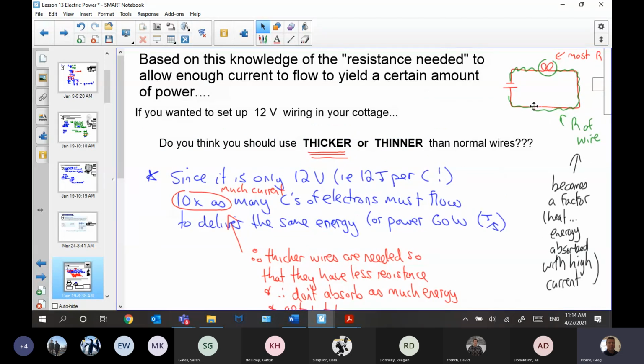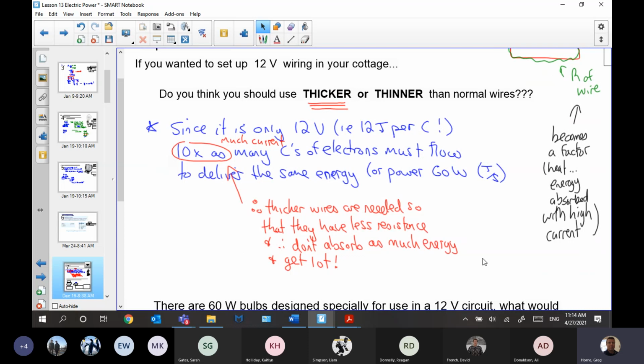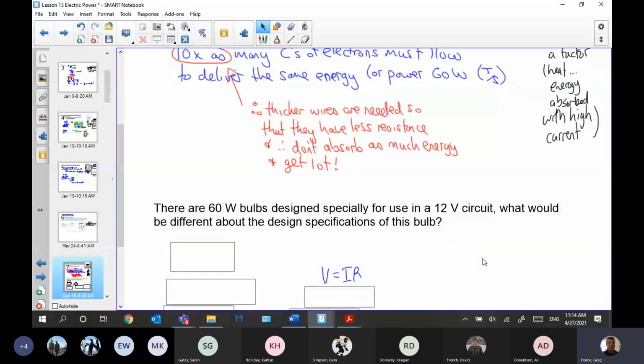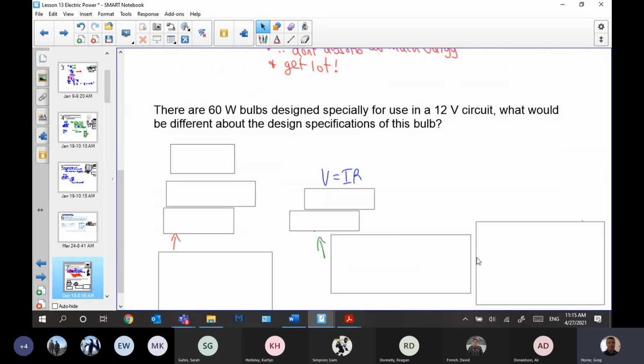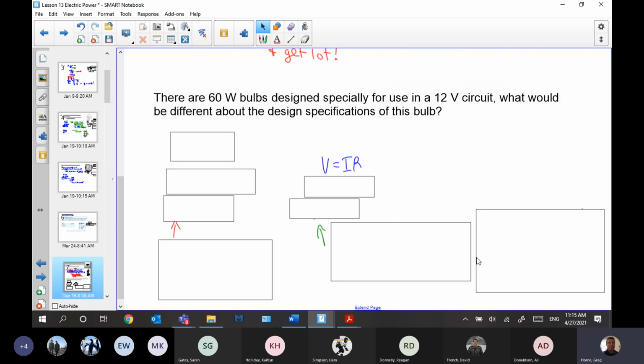If you're using regular household wiring, like 12 gauge or 14 gauge, which is most common, the resistance in those wires would actually be a factor, and they would get warm. Those wires in your walls, which are made of wood, would get warm. It's not the best plan, right? So there are bulbs that are designed to be used in a 12 volt circuit. You can go to specialty stores; hardware stores don't typically carry them. A 60 watt bulb is designed to look and act like a 60 watt bulb, but it's designed for use in a 12 volt circuit. It would be designed to have less resistance to allow more current to get enough energy, if you follow me.